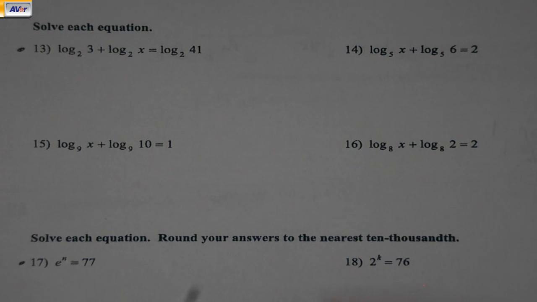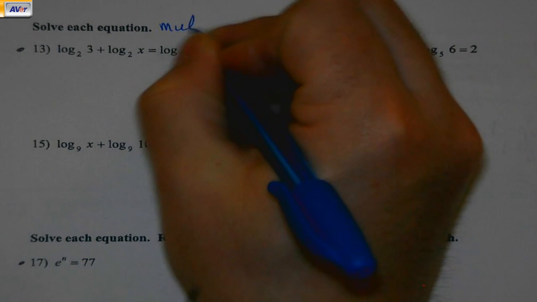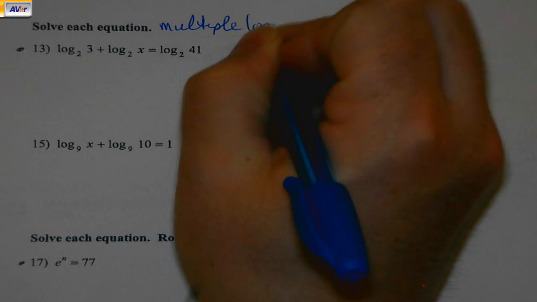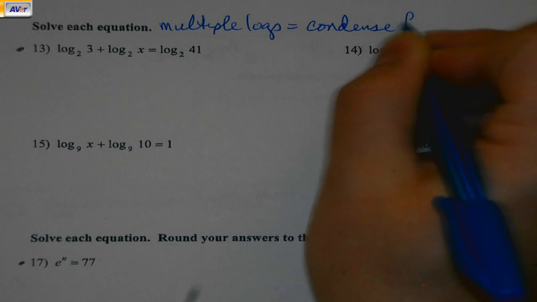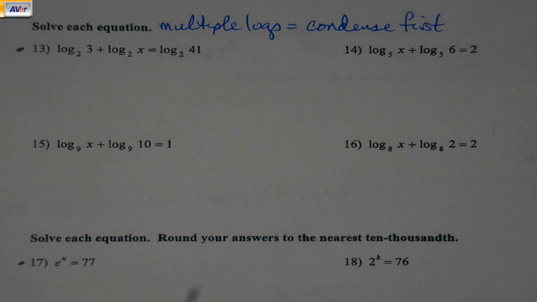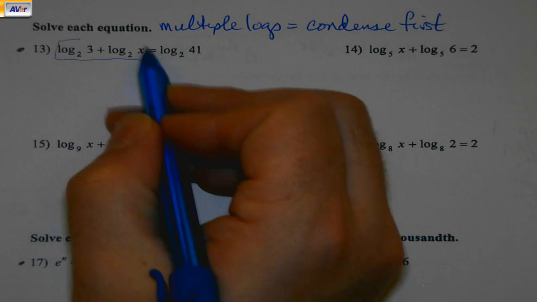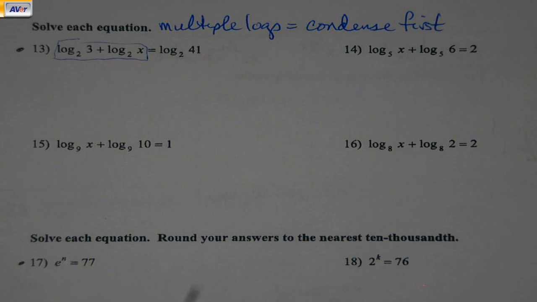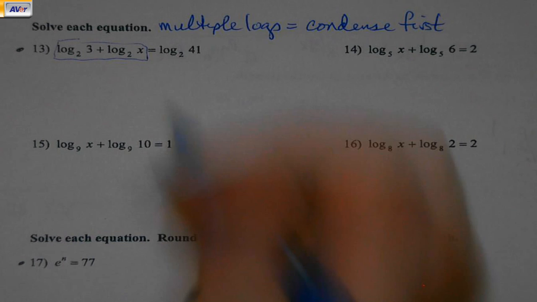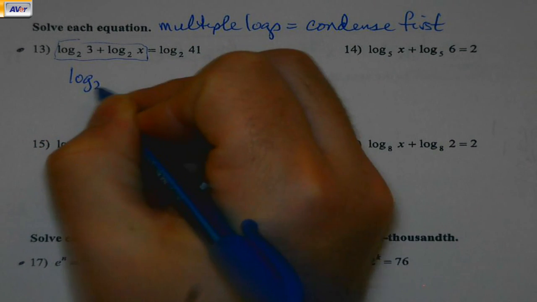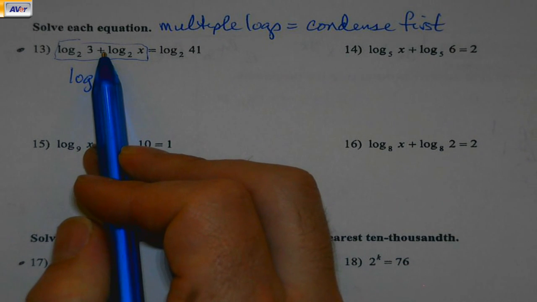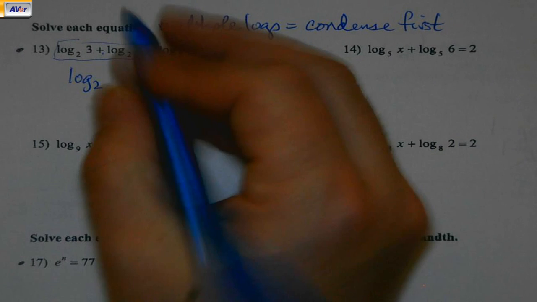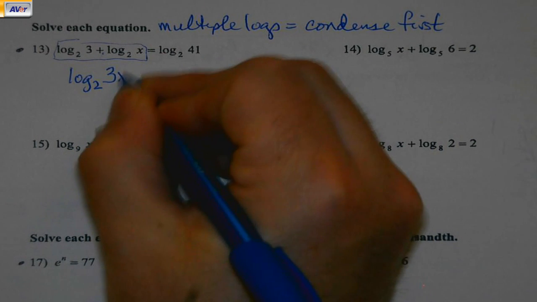If you have multiple logs, we need to condense first. So this needs to be smashed down into one log. How am I going to do that? Think about it for a second. When we're condensing, what does add become? It becomes multiply. So I'm going to have 3 times x.